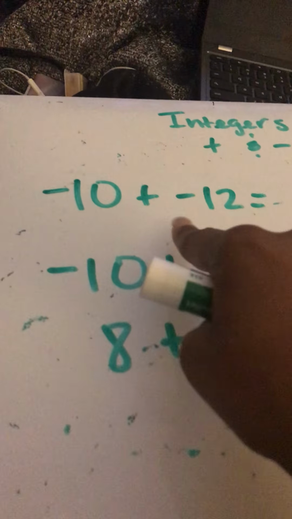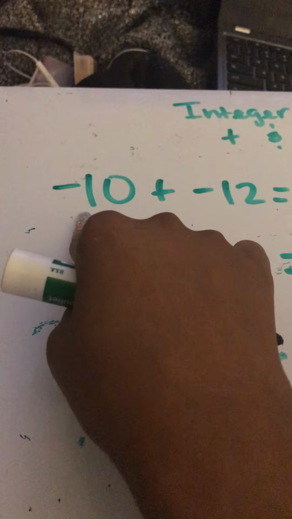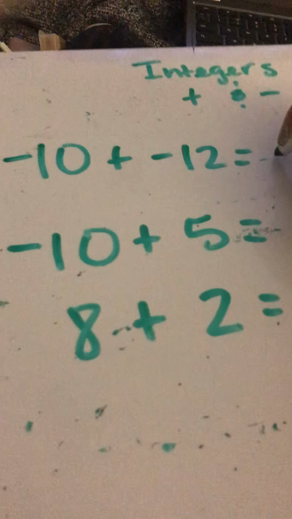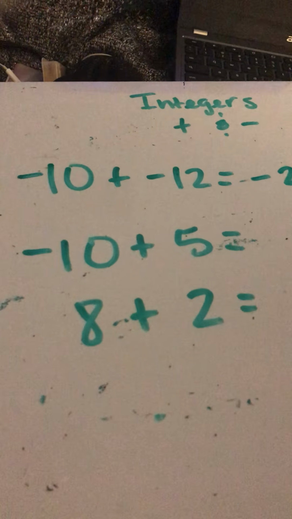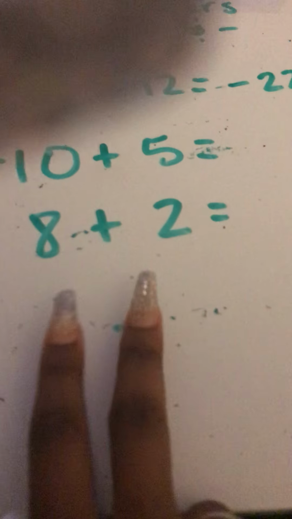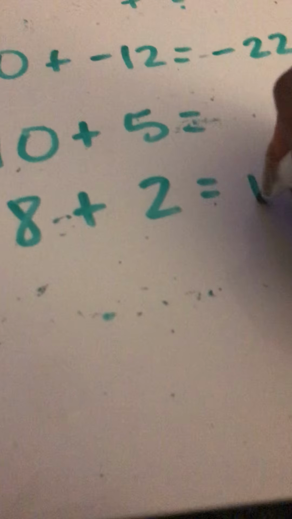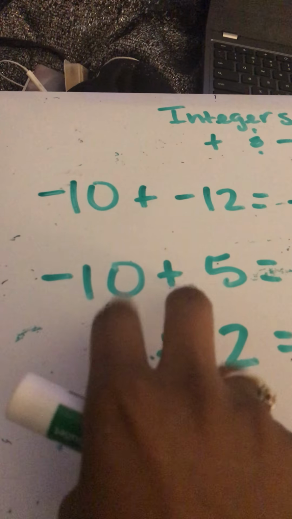Okay, the first one, the signs are the same. So you have -10 people, -12. So you add -12 to that. Now you just got a group of -22. With this one, this is the same sign, so you add as well. So this is a +10.